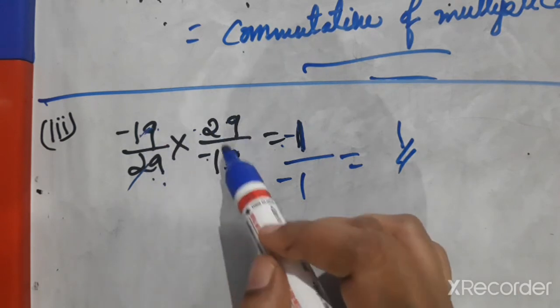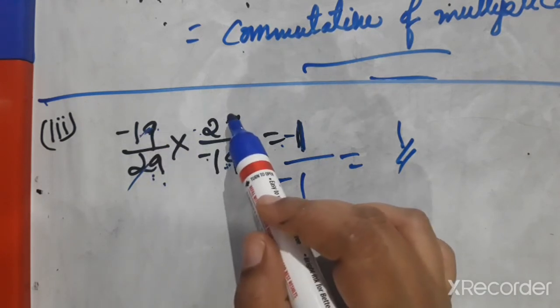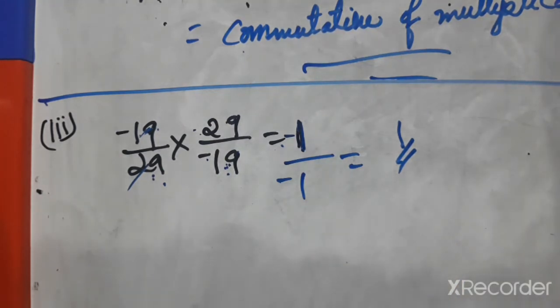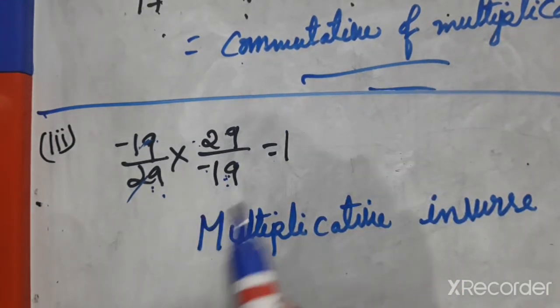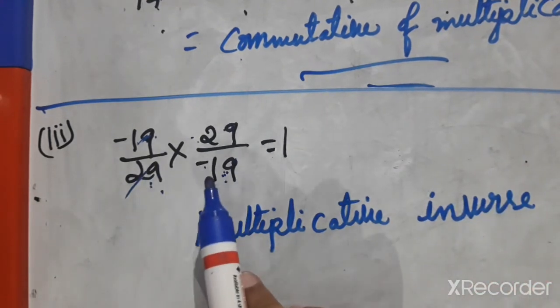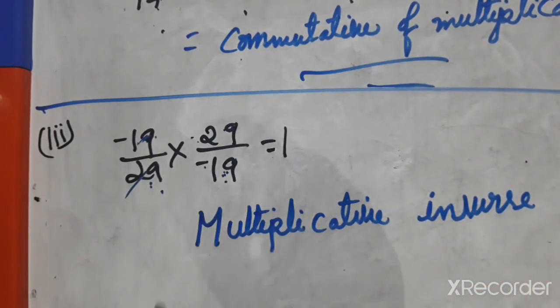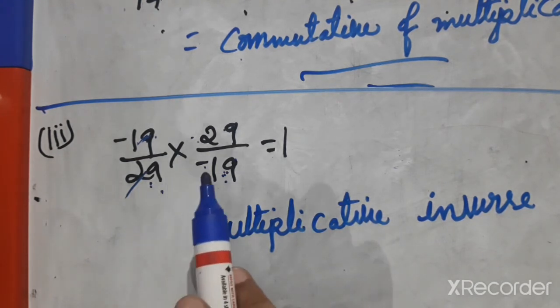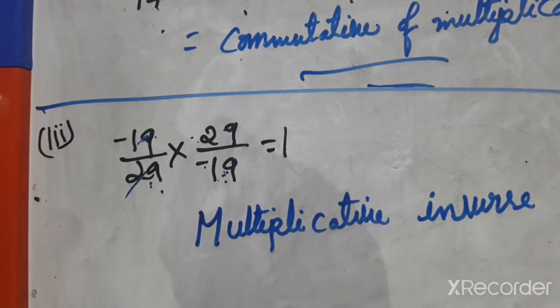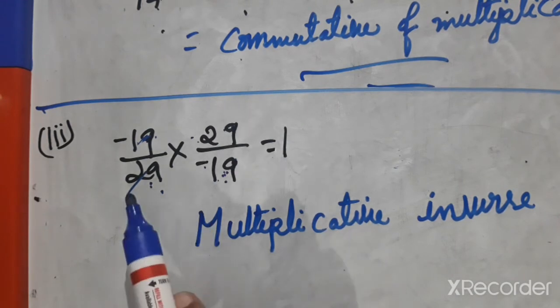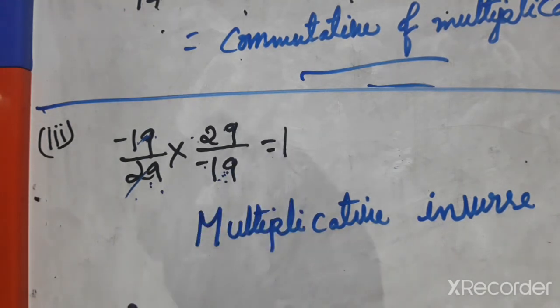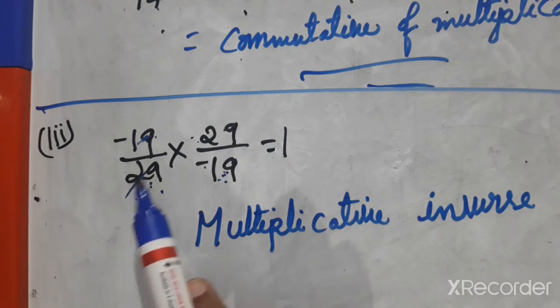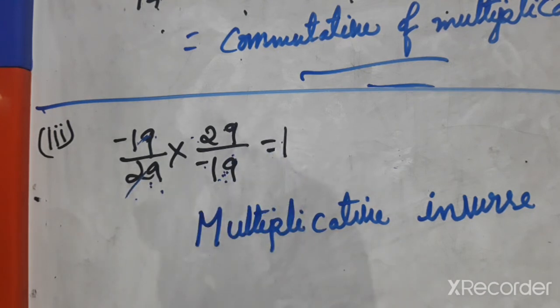So here we are taking the reciprocal. Minus 19 by 29 is 29 by minus 19. Now this is a multiplicative inverse, which means after simplification we should get the answer as 1. If any number, whole number or rational number is multiplied with 1, we get the number itself. Then it is the multiplicative identity. If after simplification the answer is 1, it is a multiplicative inverse, reciprocal.